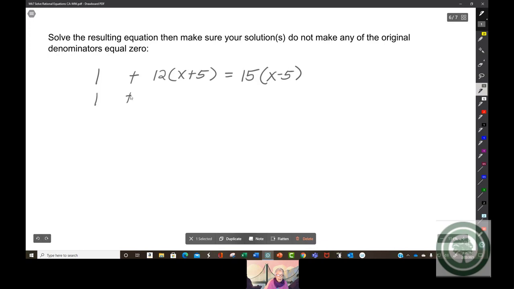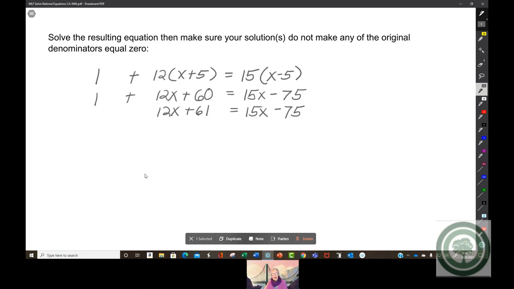So 1 plus 12x plus 60 equals 15x minus 75, I think. 5 times 5 is 25, carry the 2, yes. Okay. Now I'll combine these two like terms, 60 plus 1 is 61. We'll have 12x plus 61 equals 15x minus 75. Almost done.